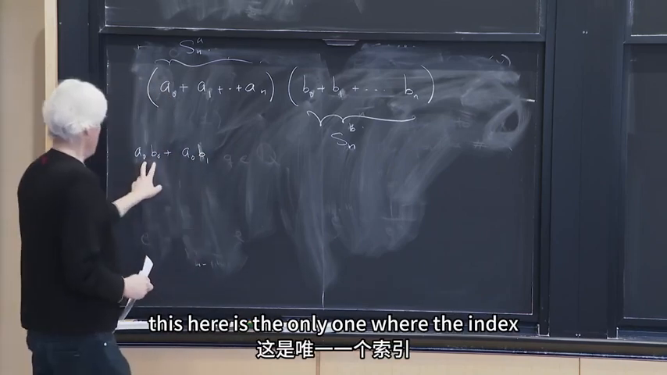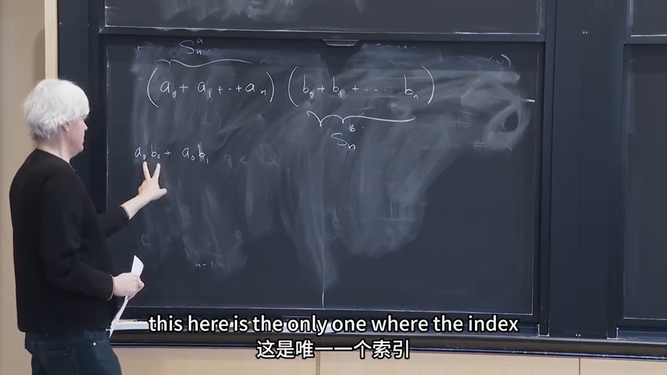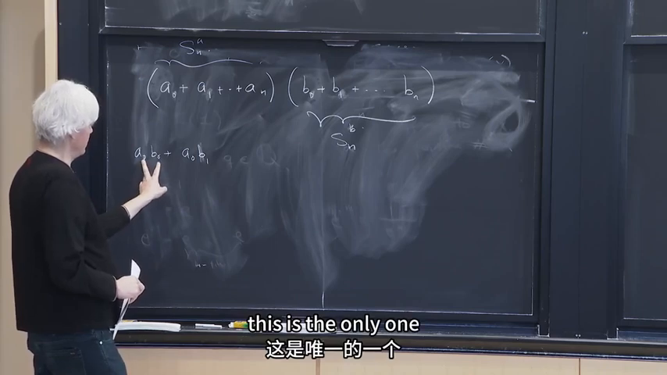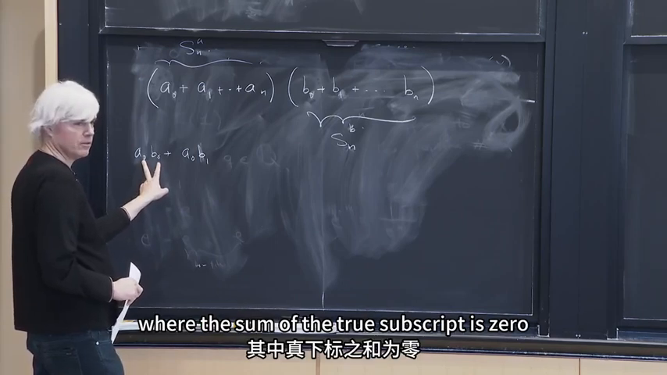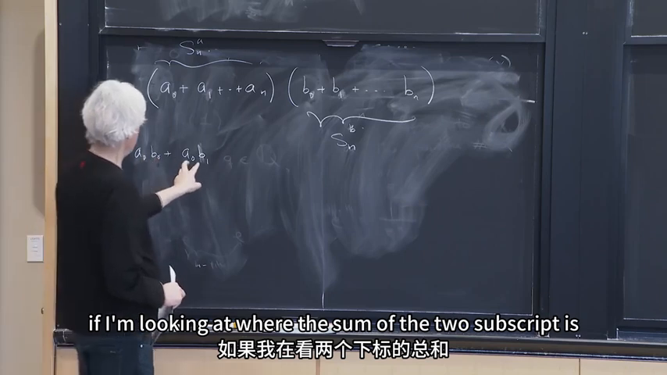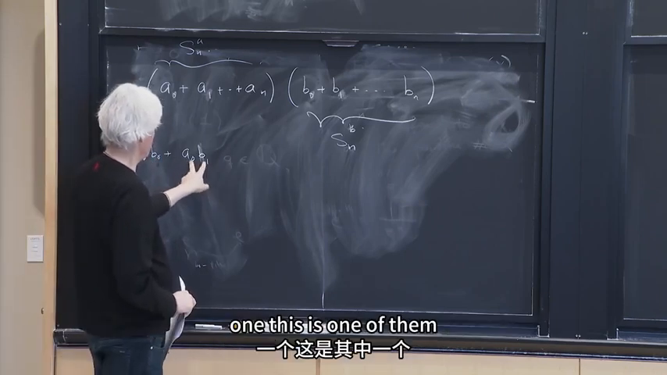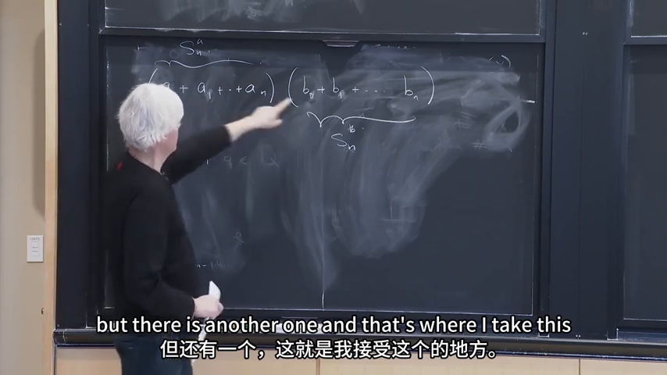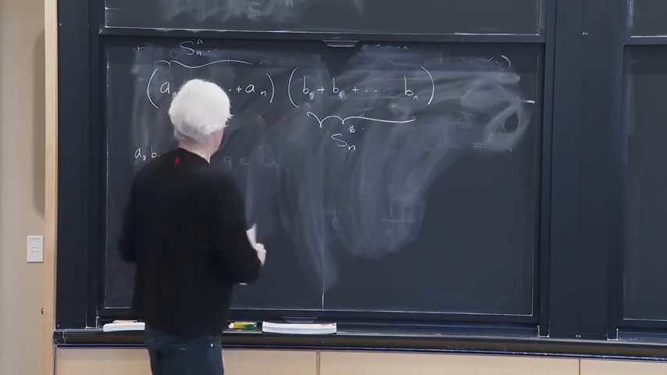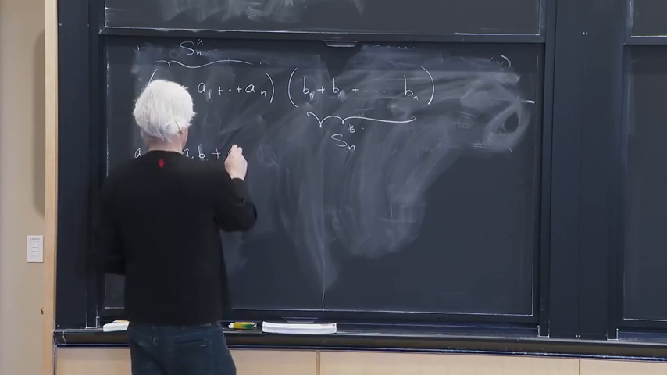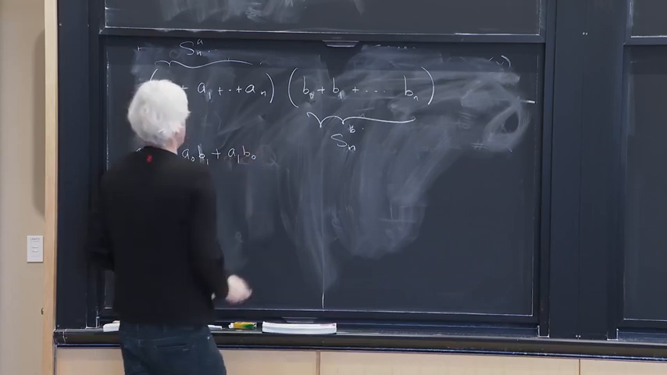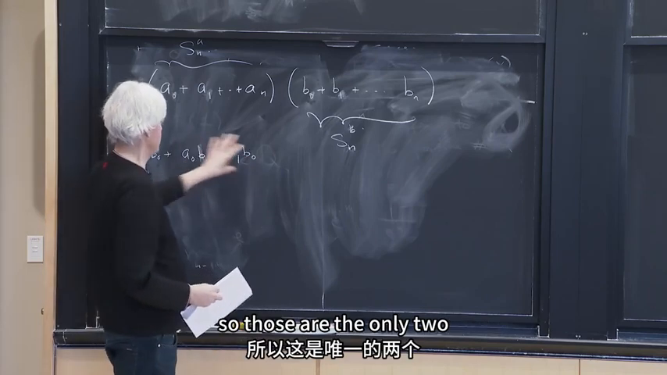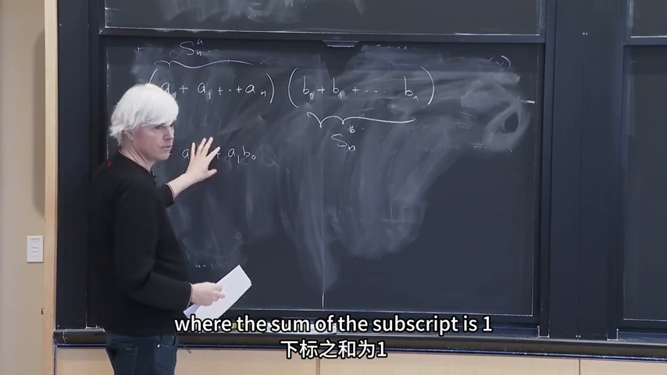This here is the only one where the subscripts are non-negative integers and the sum of the two subscripts is 0. If I'm looking at where the sum of the two subscripts is 1, this is one of them. But there's another one, and that's where I take this multiplied by that. So I group those together: A1, B0. Those are the only two where the sum of the subscripts is 1.